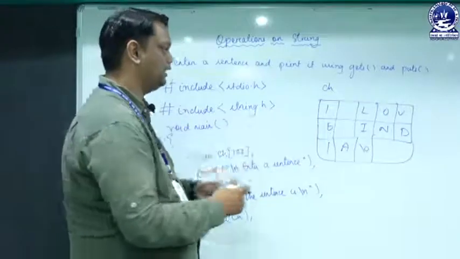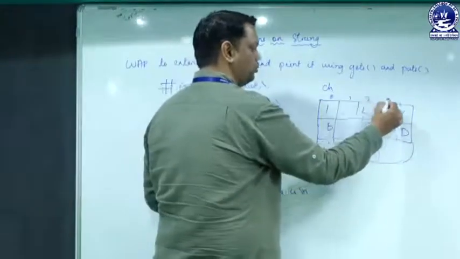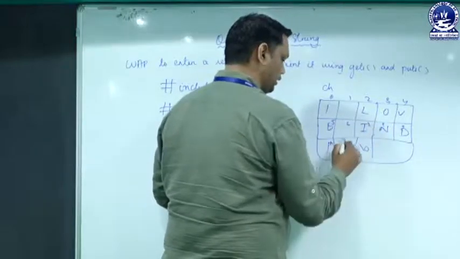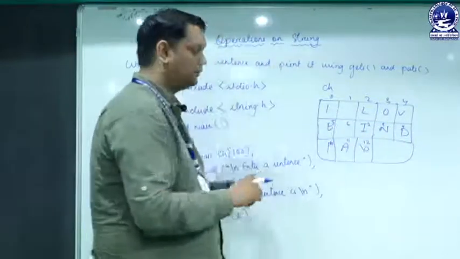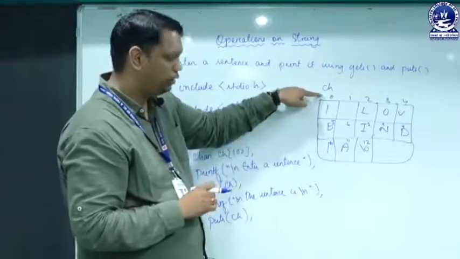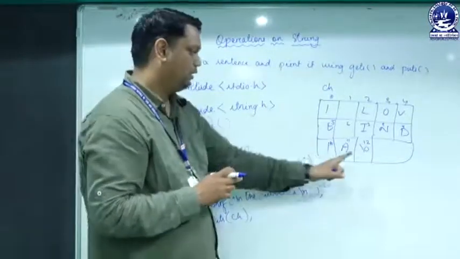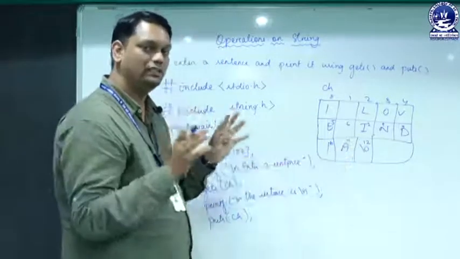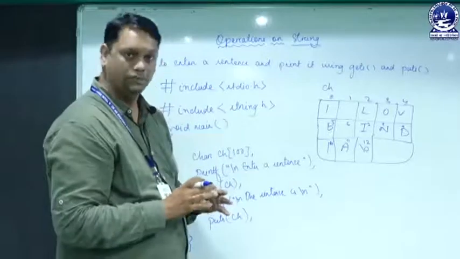That means the sentence has indices 0, 1, 2, 3, 4, 5, 6, 7, 8, 9, 10, 11, 12. The index always starts with 0 and moves on until a backslash 0 is found. Where the backslash 0 is found, that is the end of the sentence.